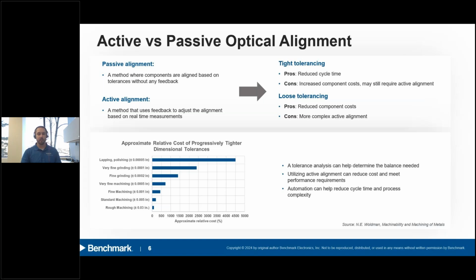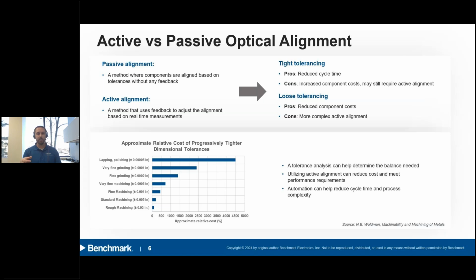If you look at the plot in the bottom left-hand corner, this gives you an idea of relative cost compared to dimensional tolerances. You can see as your tolerances get tighter and tighter, you're going to exponentially increase the cost of your component, or you can. Now, a tolerance analysis can really help you determine that balance you need. And utilizing active alignments may help reduce the cost and still meet performance requirements.